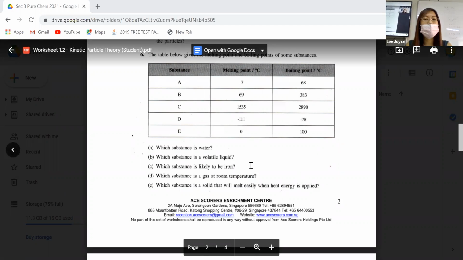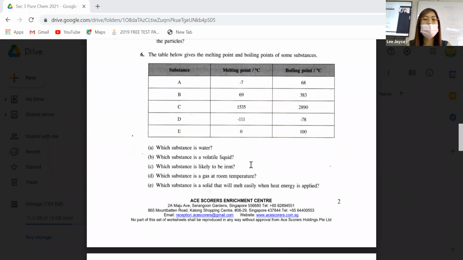Okay, now what about C? Substance that's likely to be an iron. Iron is a metal. We said that metal has very high melting point and boiling point. So you should assign C to it.